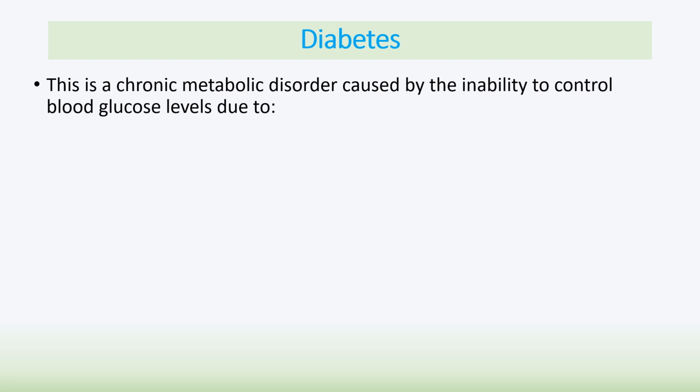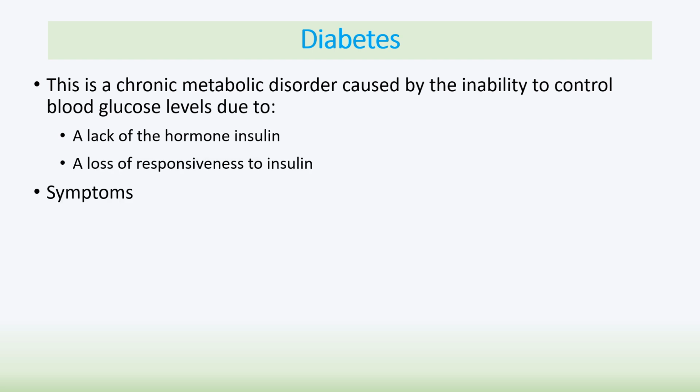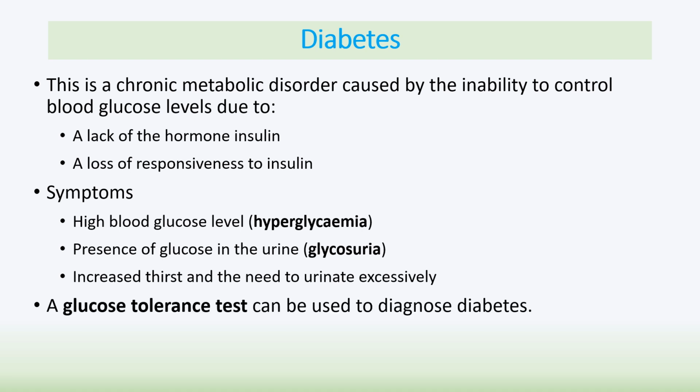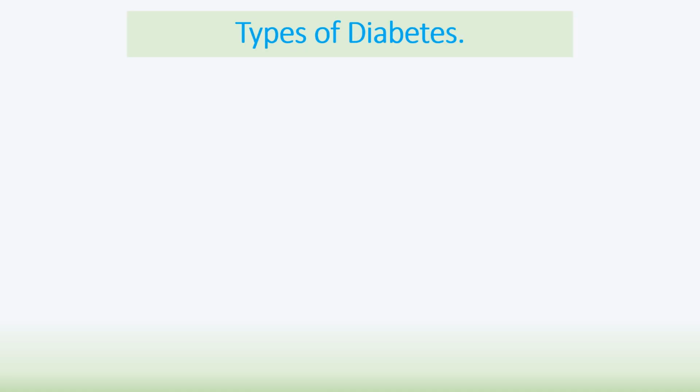So diabetes is a chronic disorder caused by the inability to control your blood sugar levels, and it's generally caused by two reasons: a lack of insulin or a loss of responsiveness to insulin. Its symptoms include high blood glucose levels, hyperglycemia, presence of glucose in the urine, increased thirst and the need to urinate excessively, and these can cause much more difficult issues longer term, including organ failure and uncontrolled osmosis. A glucose tolerance test can be used to diagnose diabetes, where they check your glucose levels after a certain amount of starvation.